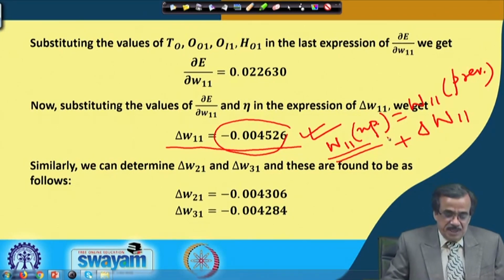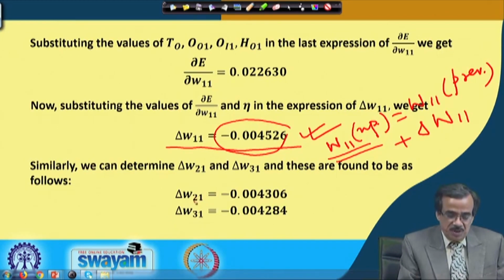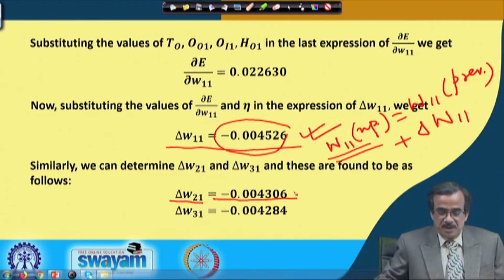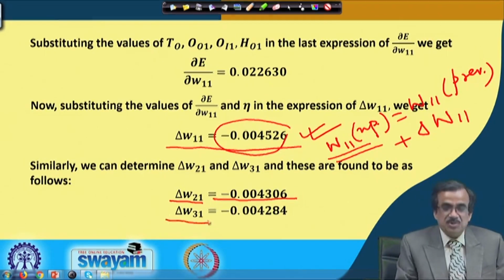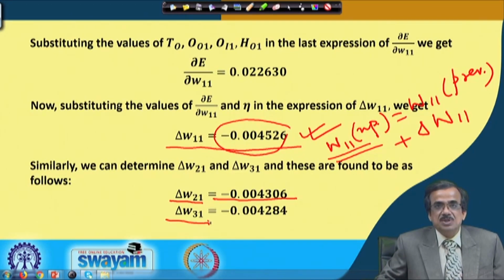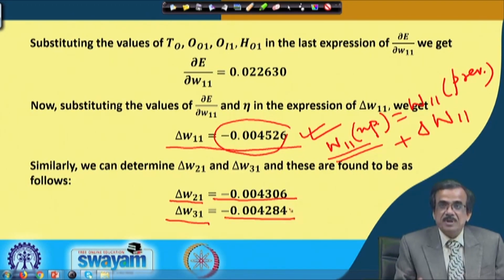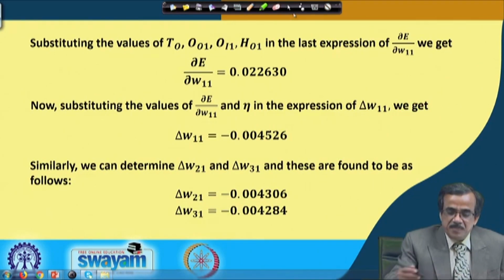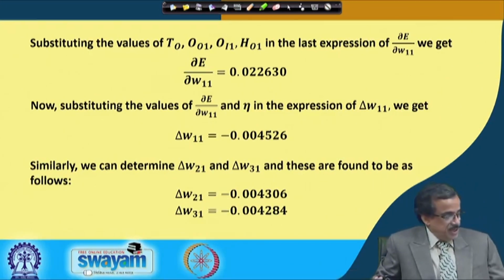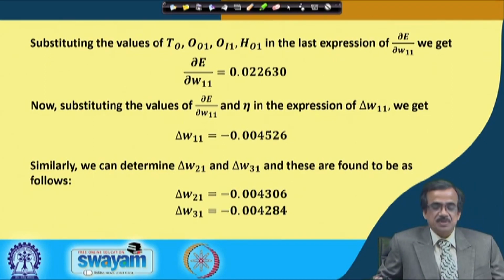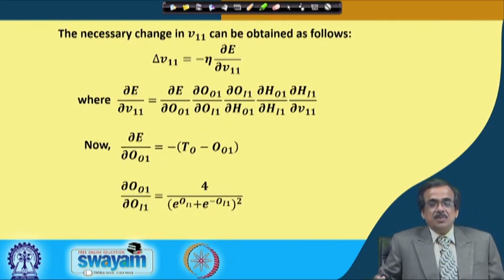Now, the same principle we are going to use for determining the updated values, or the change in W21. The change in W21 will be minus 0.004306, then the change in W31 is nothing but minus 0.04284. By using the same principle we can find the change in the W values, and once you have got them, we will have to find the change in the V values.